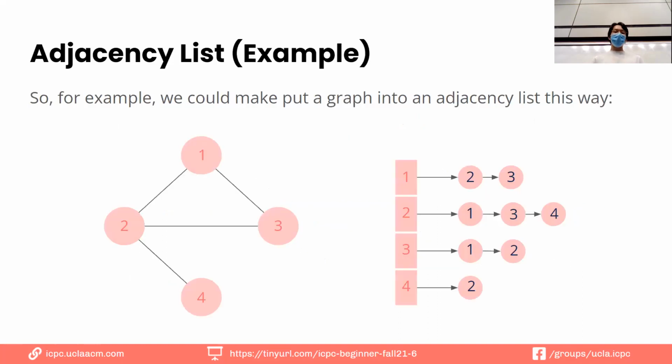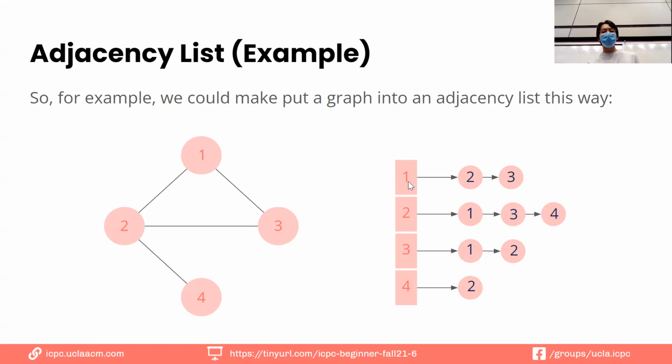All right. So an example of an adjacency list. We have this graph that we saw earlier. Vertex 1 is connected to 2 and 3. Vertex 2 is connected to 1, 3, and 4. Vertex 3 is connected to 1 and 2. And vertex 4 is connected to 2.